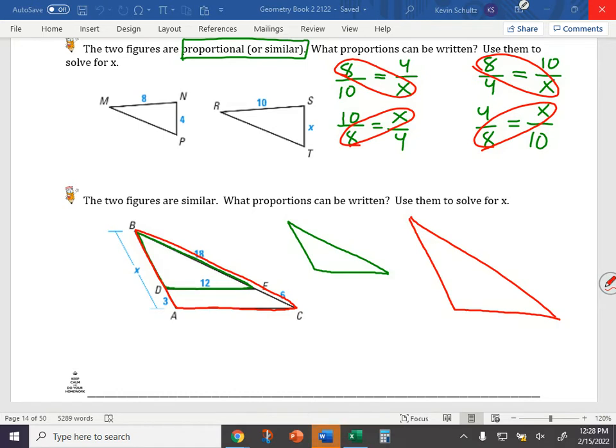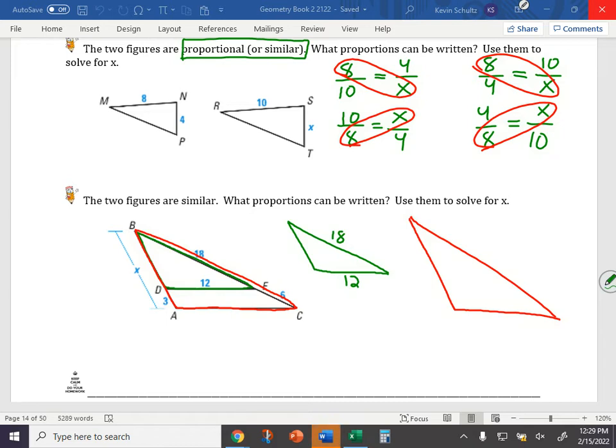What do we know as far as side lengths for the green triangle? What's this bottom side? Anybody? The bottom side of the green triangle. Anybody? Just say it. 12. Okay? Labeled here, right? What's the diagonal side of the green triangle? Anybody? 18. 18. Okay?